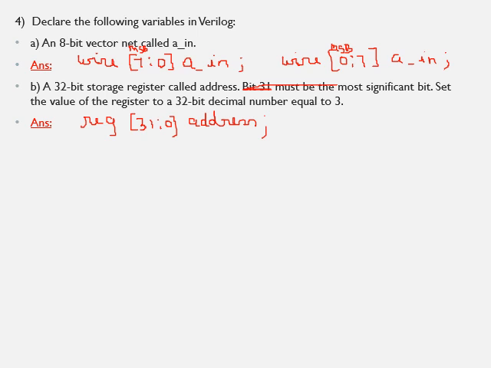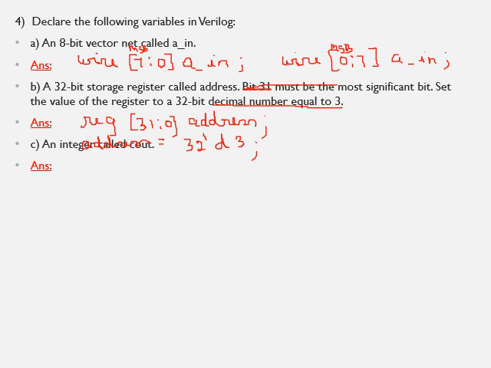Further, set the value of the register to a 32-bit decimal number equal to 3. Once I have declared it, I want to assign address equal to 3. Since address is a 32-bit number, it is 32'd, and it is asked to assign a decimal value of 3. So 32'd3 is the answer.